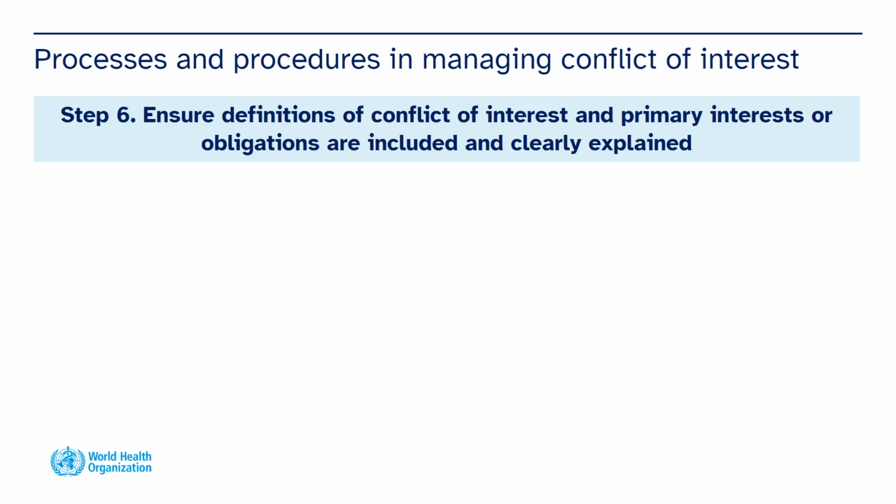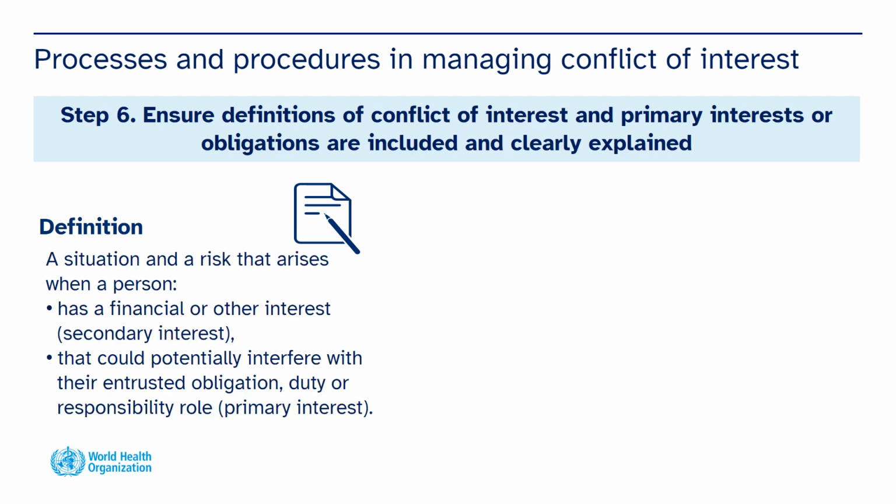Ensure definitions of conflict of interest and primary interests or obligations are included, and clearly explained in processes and procedures. The relevant definition of conflict of interest should be included in institutional and committee policies and procedures. Definitions should include an explicit explanation of what constitutes a conflict of interest within the committee's specific decision-making context to promote a common understanding. Additionally, policies and procedures should clearly identify situations and activities that can potentially interfere with the institution or committee's primary goal or objective, and provide specific examples of interests that may be problematic.